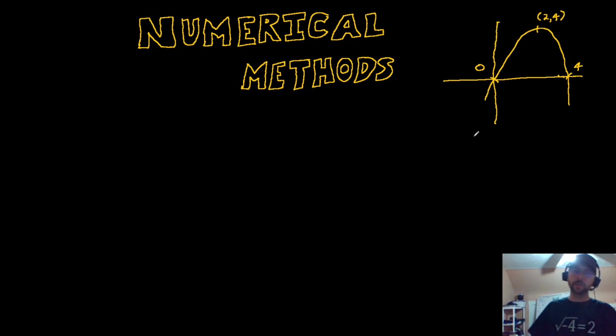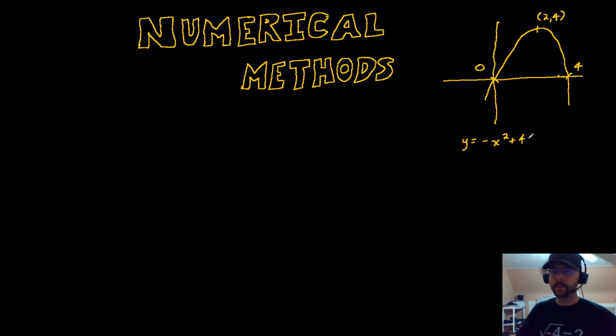And the function for this is y equals, let's see if I remember, I think it was negative 4x squared. What did I write it down as? Negative x squared plus 4x. Yeah, so this is our equation that we have. And the basic idea is, let's say you want to find the area under this curve.